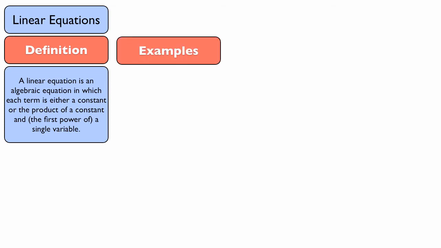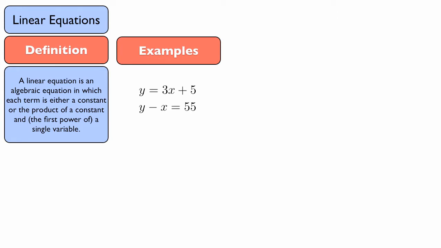Now, here are some examples of it that'll clear it up. Y is equal to 3x plus 5. Every term here, y, 3x, and 5, they're all either constants, in the case of 5, or products of constants and first powers. In other words, 1 times y is y, 3 times x is 3x.